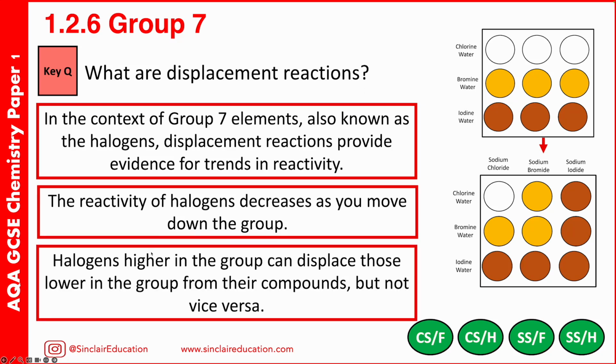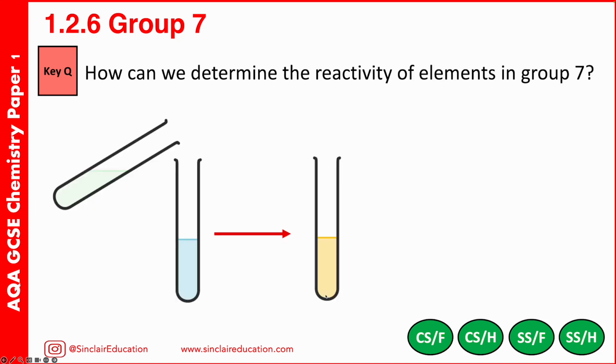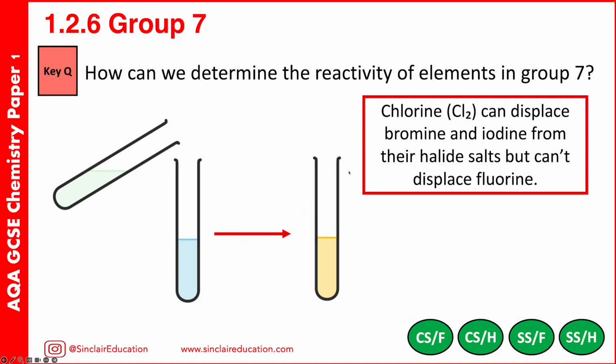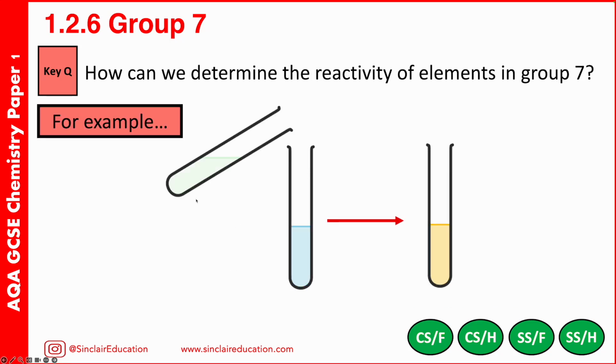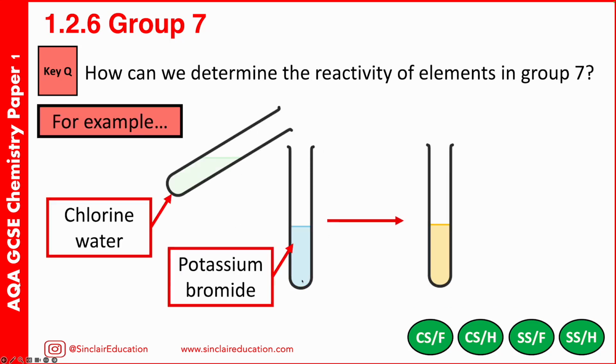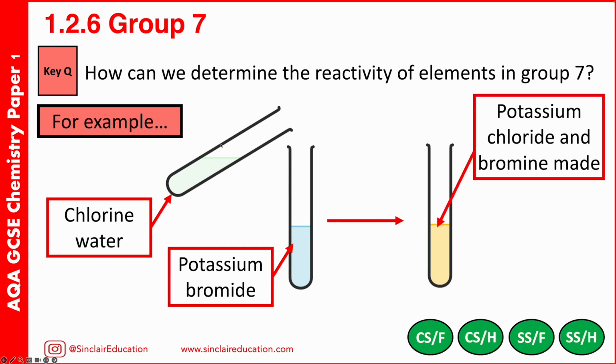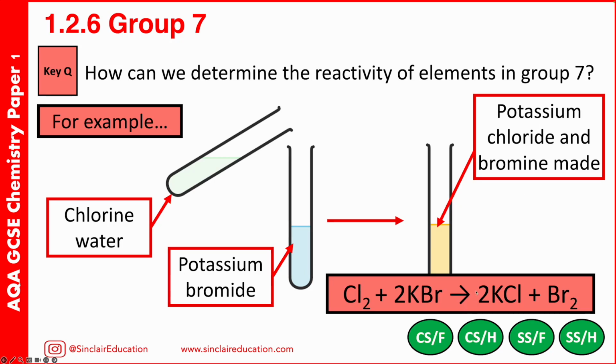So what we'll find is that halogens higher in that group can displace elements lower in that group. Let's say we've got chlorine and we add this to a solution containing another halide. What we'll find is the chlorine will displace that halide. So if we add chlorine water to potassium bromide, the chlorine water is relatively colourless, and when this reaction occurs, the chlorine will take the place of the bromide. So we'll end up with potassium chloride and bromine that's been displaced because it's less reactive.